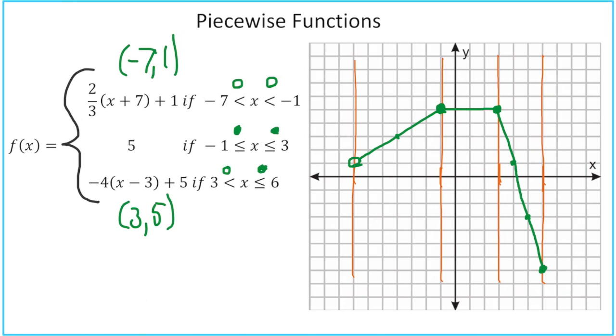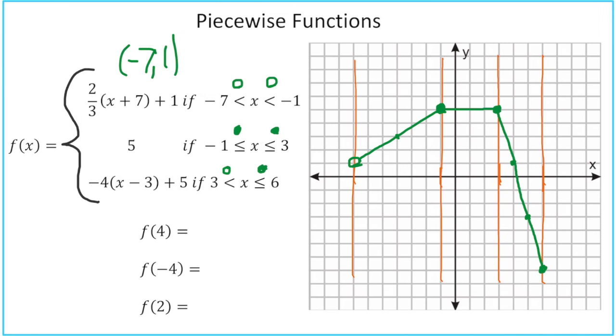I'll just leave the orange lines there for now. I think it's fine if you leave them there. Normally, if you want a nice clean looking graph, you could erase them. All right, so there we go. Now, the next thing we're going to look at is how do we evaluate points in a piecewise function?